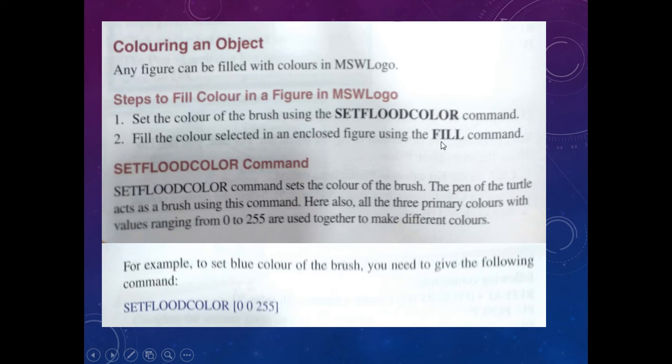First you will make the figure a closed figure. And then we have to set the brush color. We have to change the brush color by using the set flood color command. After that we have to make the turtle move inside the figure, and then using the fill command we can color the image. Okay, we can color the figure.